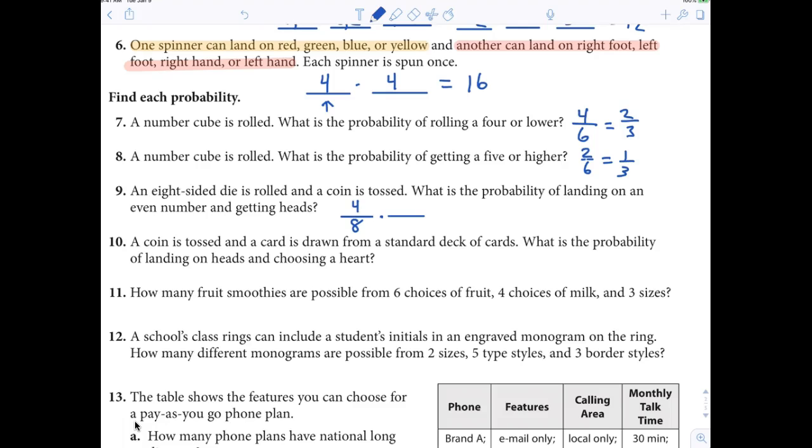One out of 2. Perfect. Very good. And 4 over 8 can reduce to what? That's correct. So now you have to tell me what's 1/2 times 1/2. Yeah, good job. 1 out of 4. Beautiful.